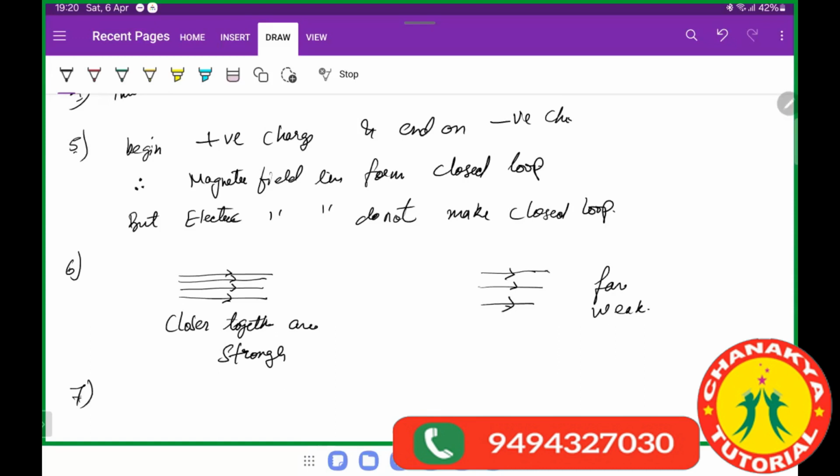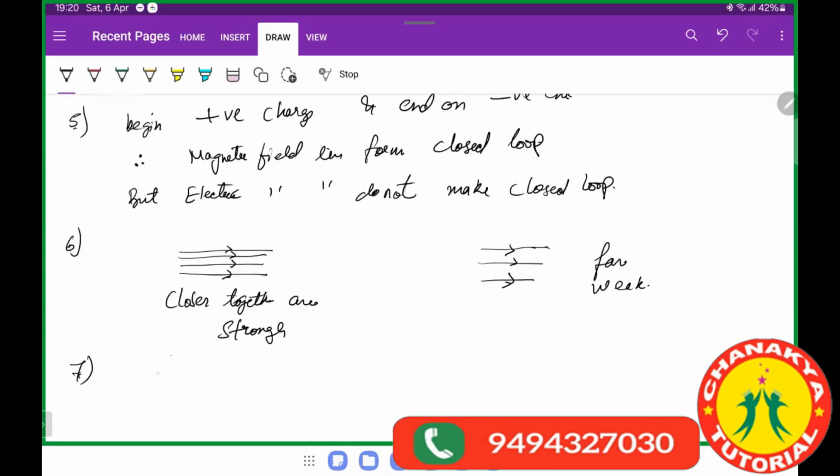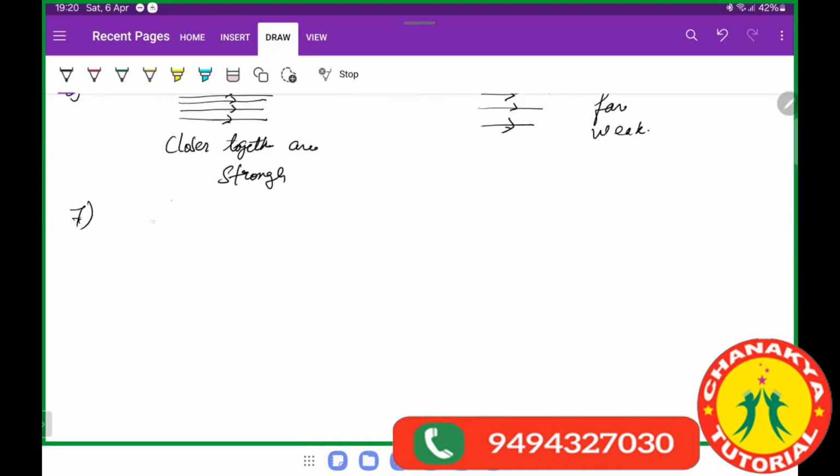Now, the last point. Let me draw it separately. If this is the surface producing charge or electric field, the field lines will always be perpendicular to it. I'm not drawing fully. If it is plus here, plus means it's going outward, so the wall will have negative charge. This is a wall having negative charge, and this is a positive charge.